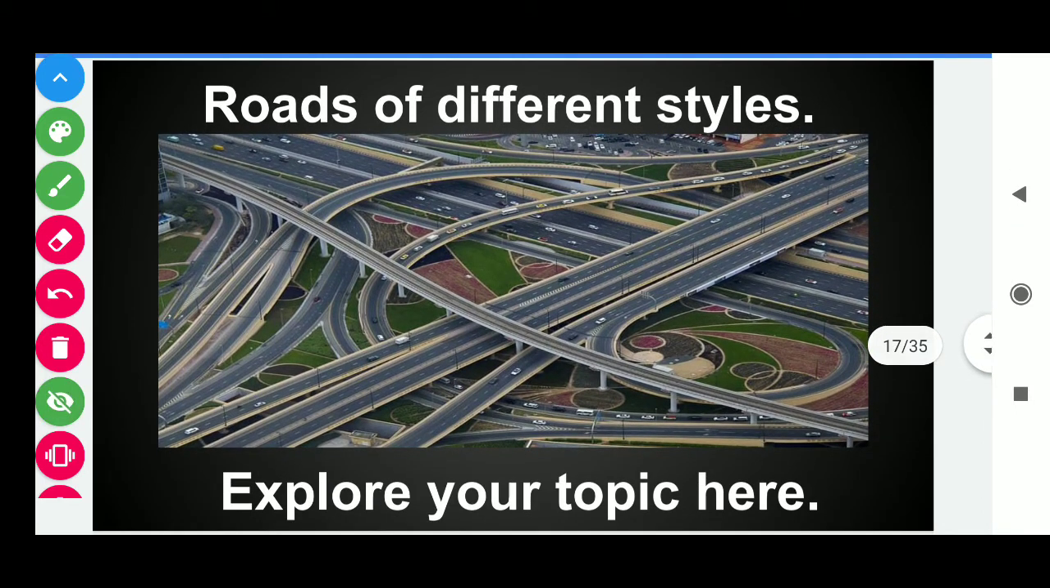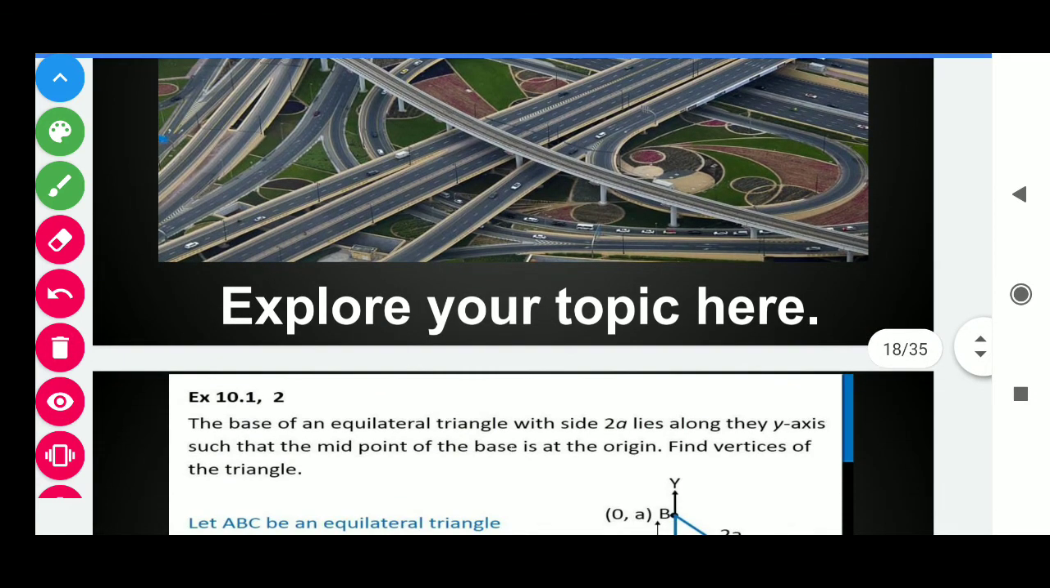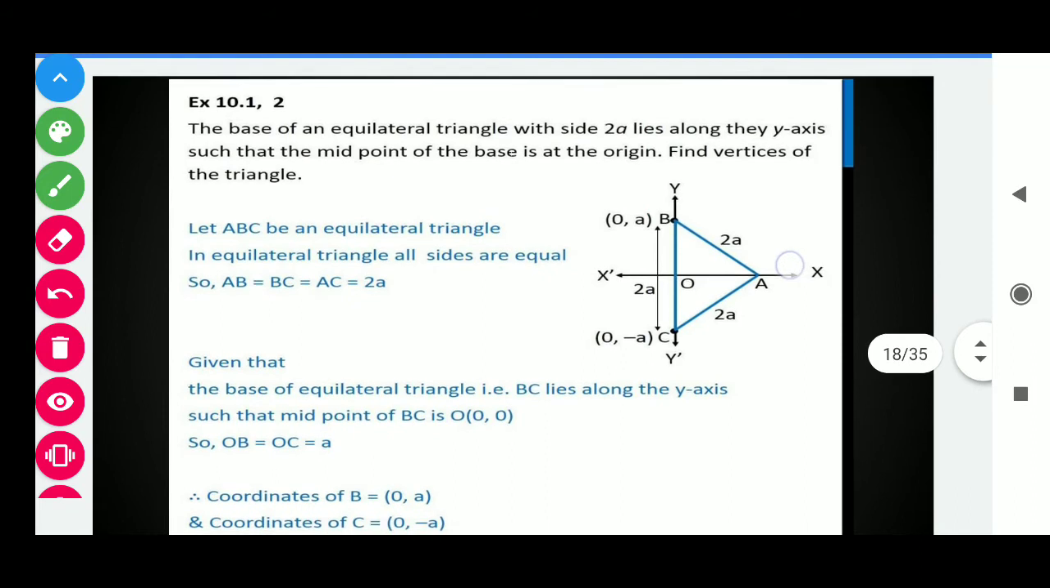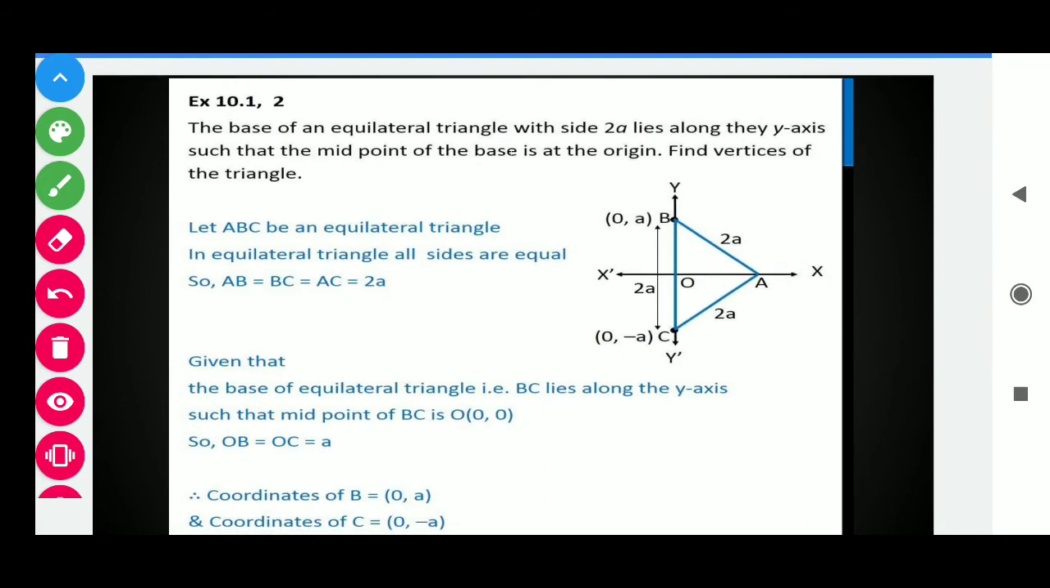You can observe here an image in which you can see many types of roads: parallel roads, intersecting roads, coincident roads, and superposed roads. You can also observe that some lines are perpendicular to each other as well. So you can explore your topic in your own way. Okay, students? Using these concepts, in today's session I am going to discuss exercise 10.1.